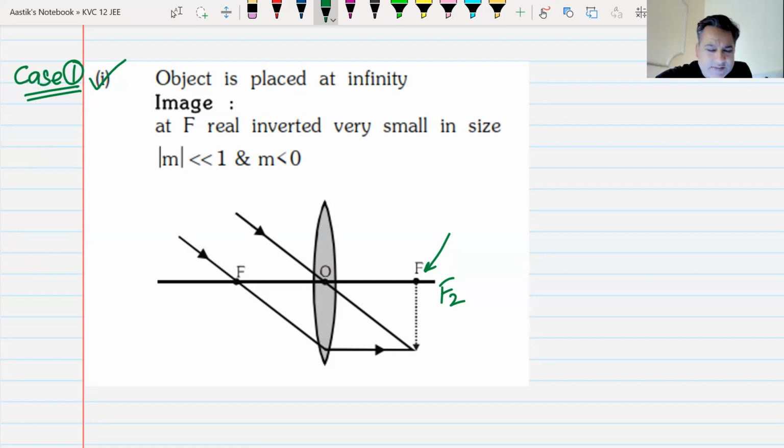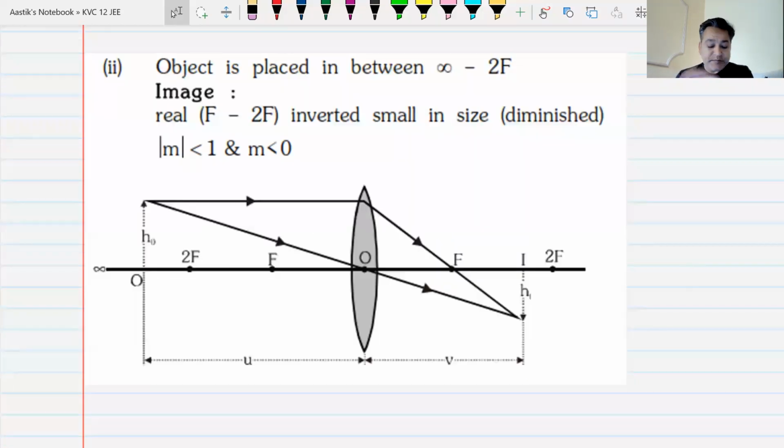Let us wait for the other class, beta. Let's not go so quickly. Let them also finish it. Done, sir. Well done. Then there comes the second case. In the second case, as you can see, case number 2, the object is placed beyond 2F. So we call it beyond 2F.